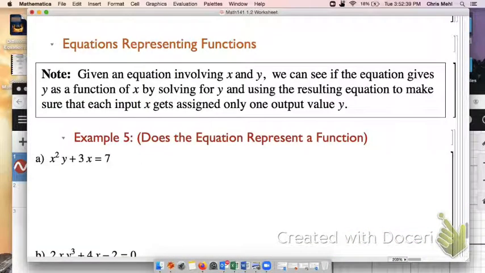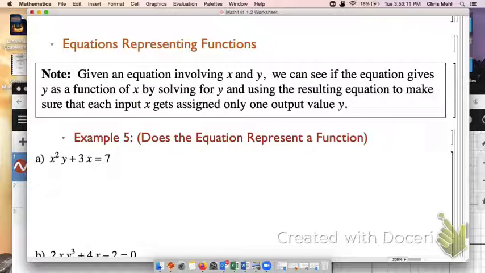Alright, the last thing I want to talk about is equations representing functions. The reason I want to do this is we talked about symmetry in graphs. Okay, and remember, some of those graphs are functions and some are not. We talked about how to use the vertical line test to look at the graph and know if it's a function. I didn't really talk about looking at an equation involving x and y and how to know if its graph will be a function or not.